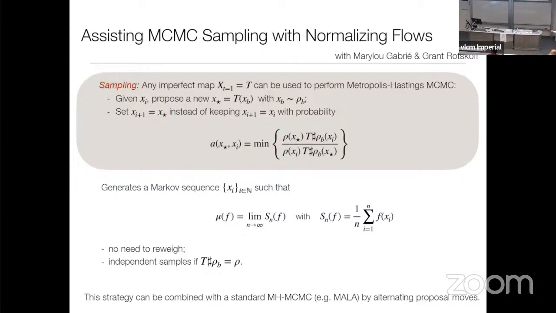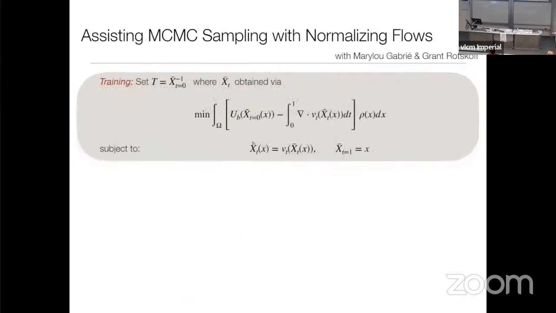So this is sampling. But then there's training, and for the training, we can use essentially the same variant as what we used before, but in reverse. I'm going to just flash it by you. The idea is that you change the role of the base and the target. And so now your objective function is an expectation with respect to the target, right? And what you're trying to do is to push the target backward towards the base. Okay, so that's what you optimize for the map, and then you use it in reverse.